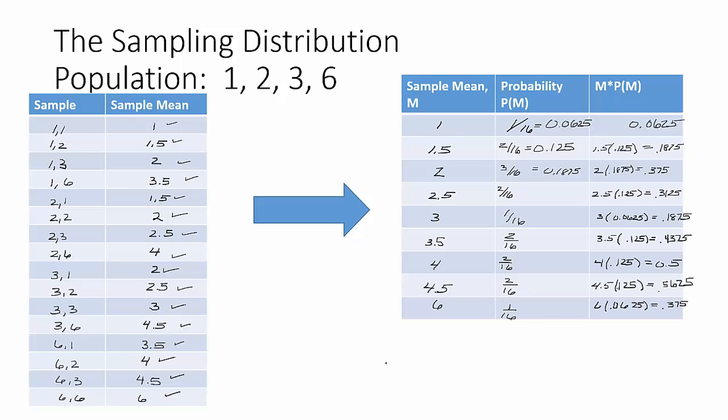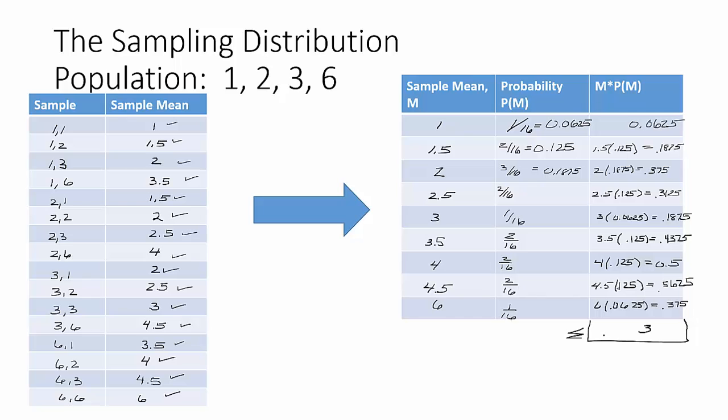Now that we've completed all of the mean times the probability of that mean, we want to add up those values because our formula for the mean of a probability distribution is the sum of all of these. So again, I'm going to go to my calculator. I'm going to type in this answer plus this one, so forth on down through there. And when I do that, I come up with exactly 3.